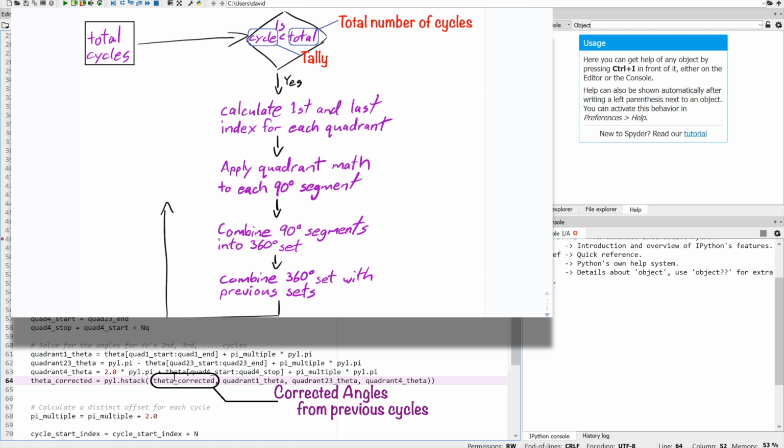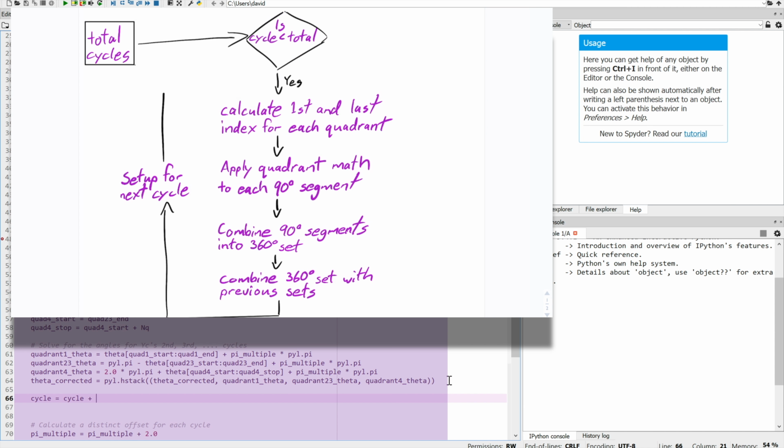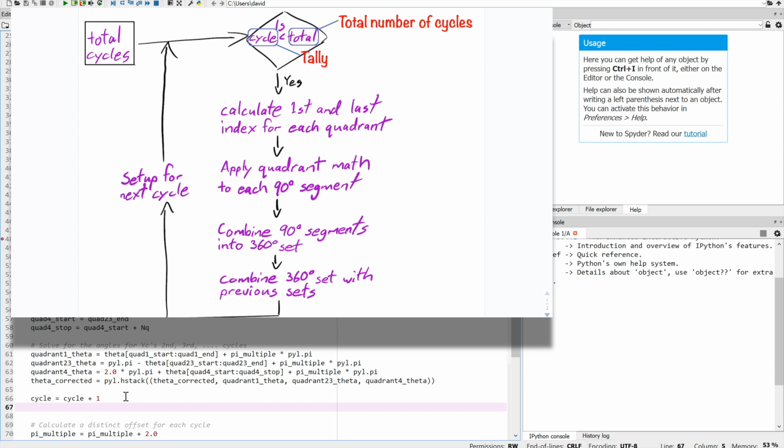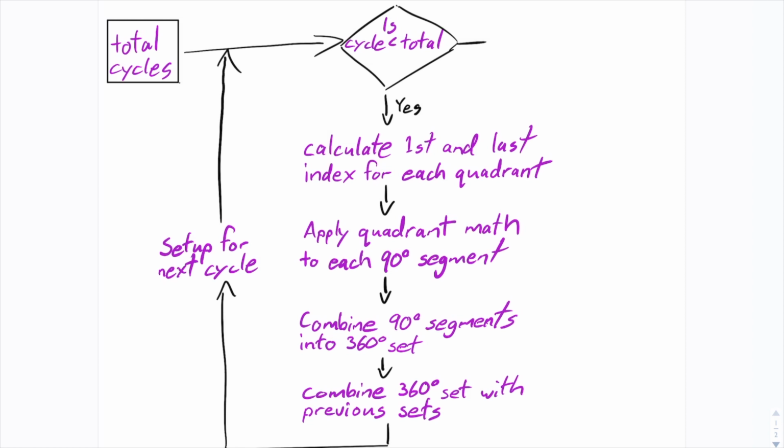For the question, is our tally equal to the total number of cycles? The answer will always be no, unless we remember to add a 1 to our tally before the loop gets to ask the question again. If this block of code is run enough times, then our tally will eventually equal the total number of cycles. When the tally becomes equal to the total number of cycles, the answer to the question inside the diamond shape will be no, so Python or any other programming language will exit the loop.